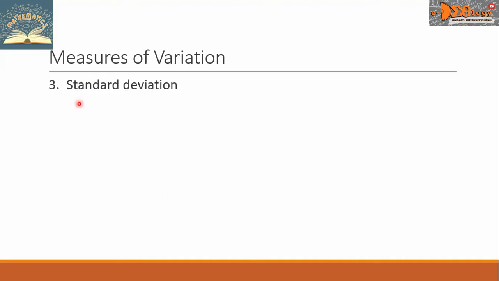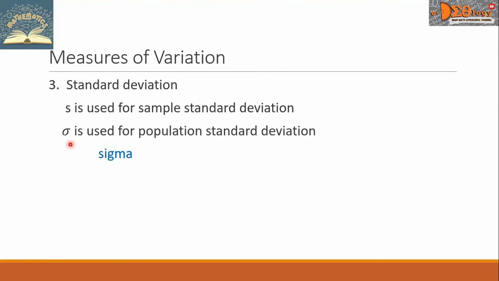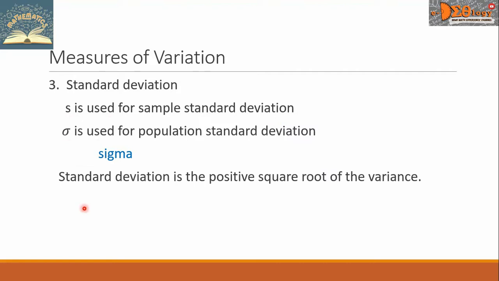The third measure is the standard deviation. The symbol S is used for sample standard deviation, while sigma is used for population standard deviation. Standard deviation is the positive square root of the variance. In symbol, we write S equals the square root of variance.